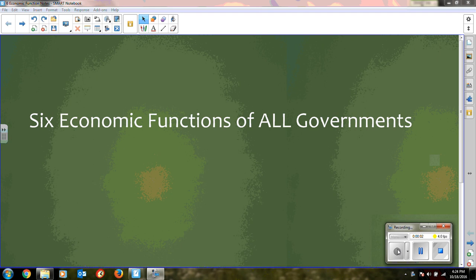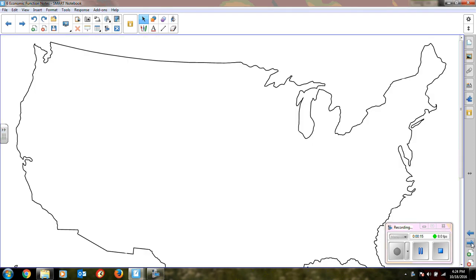Hi. Our next unit is going to be on the economic functions of all governments. In our first unit, we discussed that there were four elements of a state, and that kind of leads us into what we're going to talk about today. So we know that a state, a country, has to have its boundaries. Here's the United States. It has to have sovereignty.